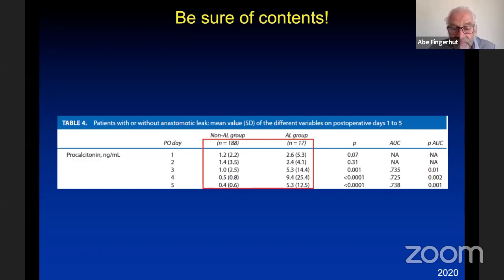Now, you can say, okay, well, so what? We know that there's 1.2 on day 1 for the non-anastomotic leak group and 2.6 for the other group. The p-value is 0.07. That's all that counts. No.